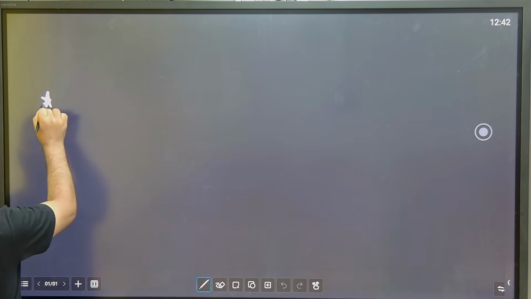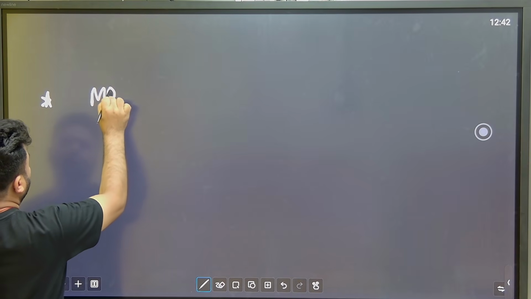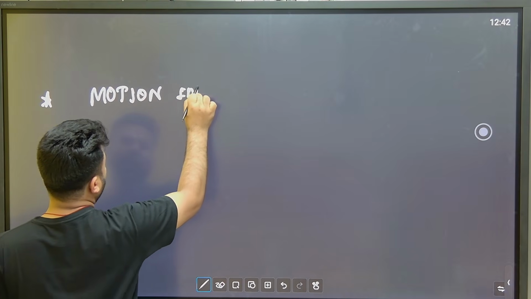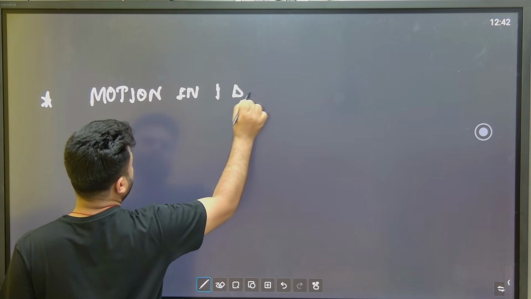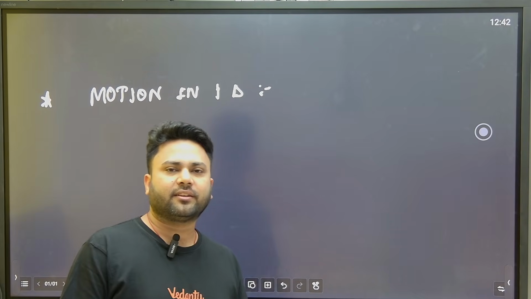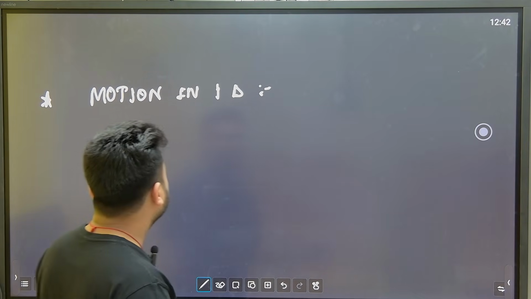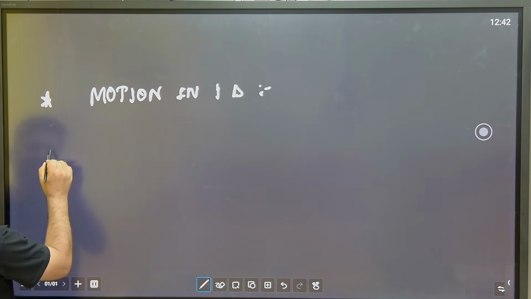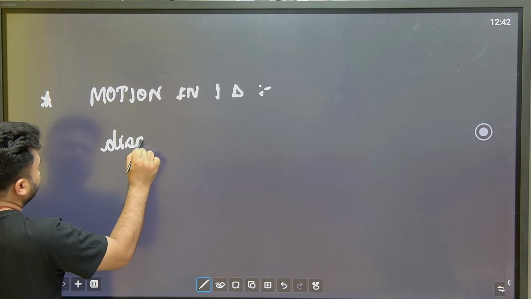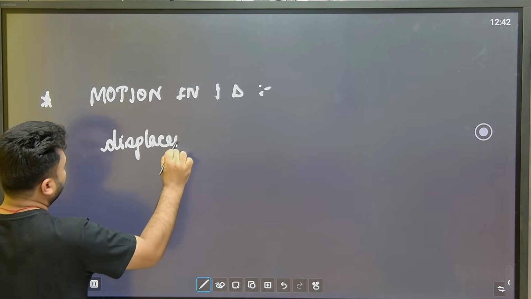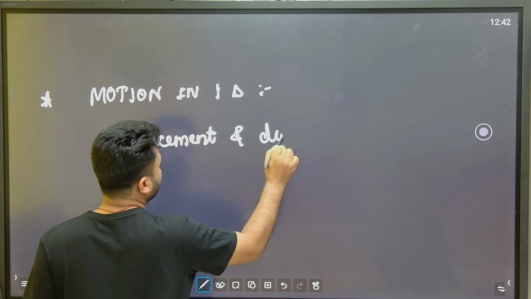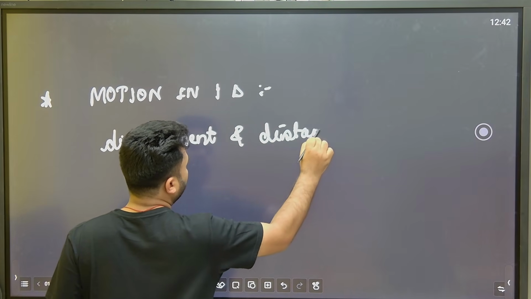Motion in 1D. So what important concepts are there that you need to remember? See, first you should understand the difference between displacement and distance. Correct?